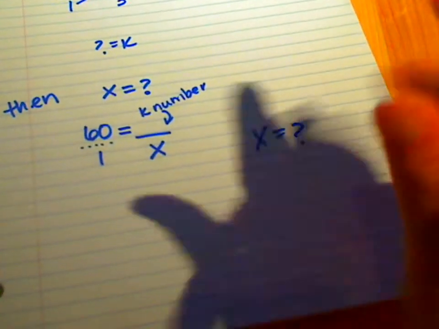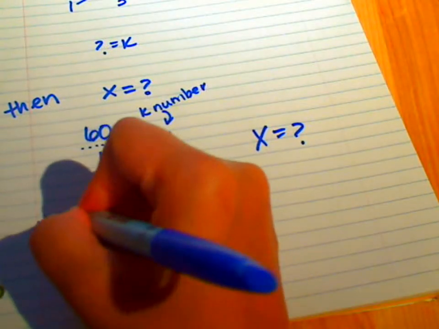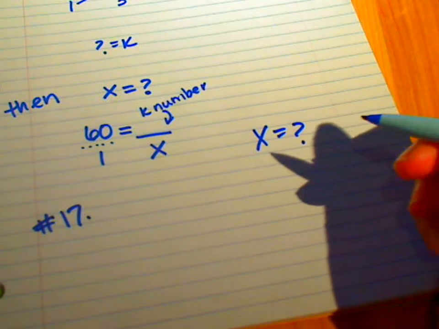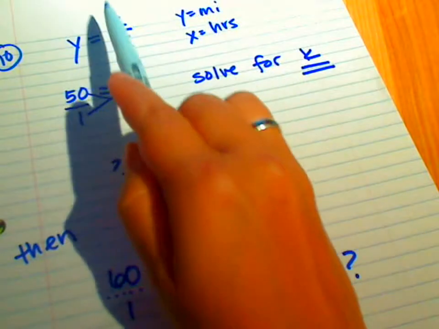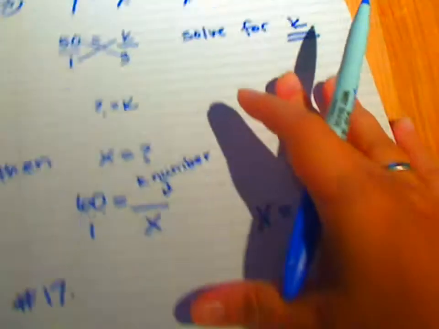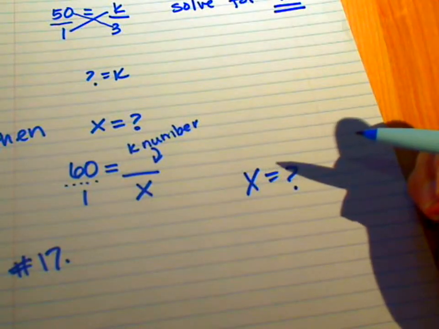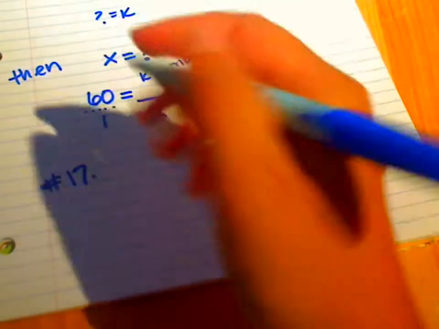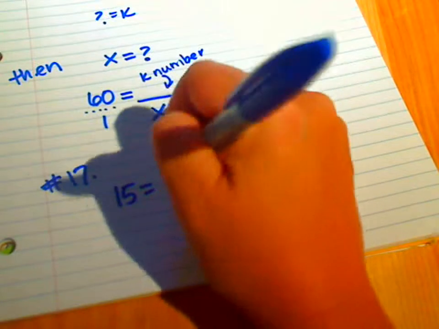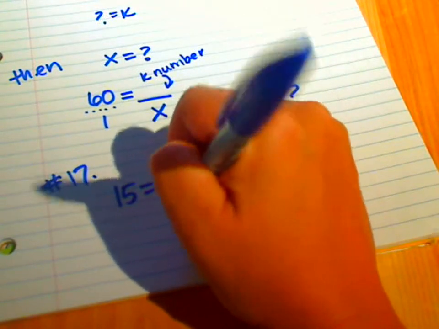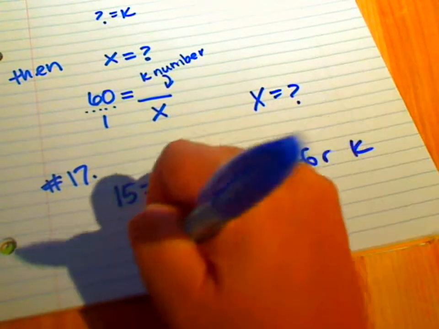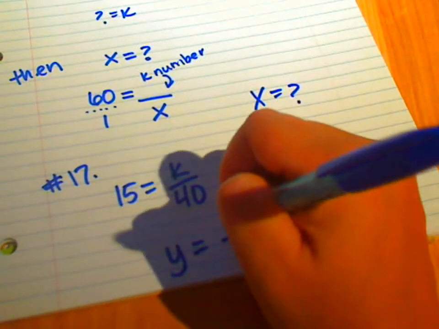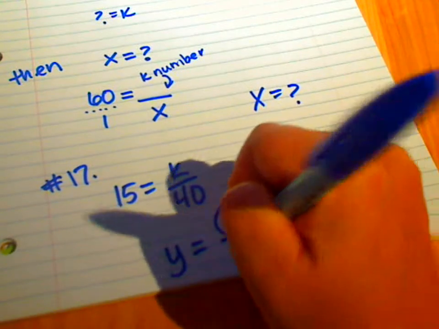Okay. Number 17, very similar. So suppose y varies inversely with x. It just means you have this equation to use. Y is 15, x is 40. Find an equation of variation for x and y. So you plug in your numbers, y equals k over x, which is 40. Solve for k. Then finish off and write an equation, y equals what number here over x.